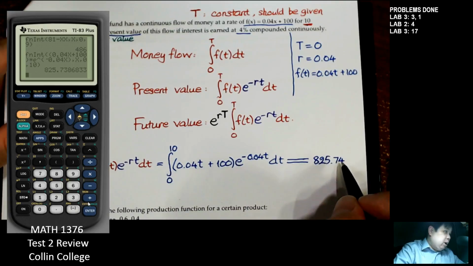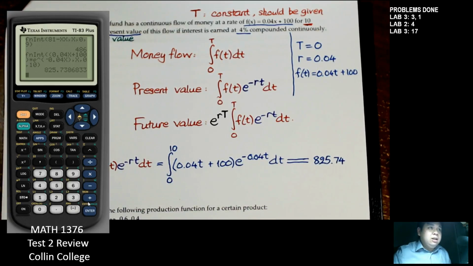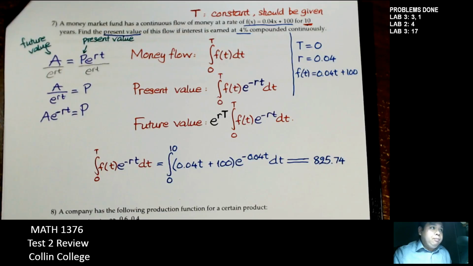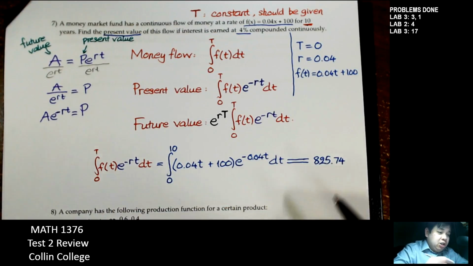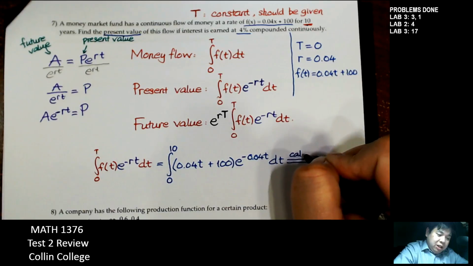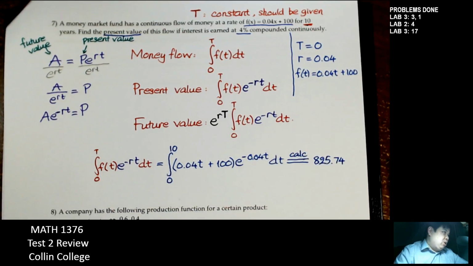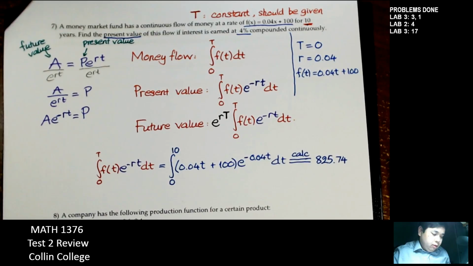And if it is a problem with money, we round to two decimal places. Usually, if you use the calculator on the test, just write "using calculator" on top of the equal sign, so I know that you use the calculator. Of course, I kind of get the idea as well.